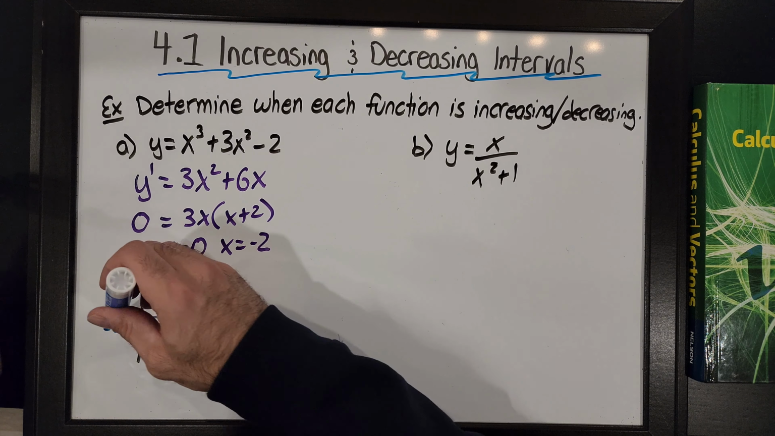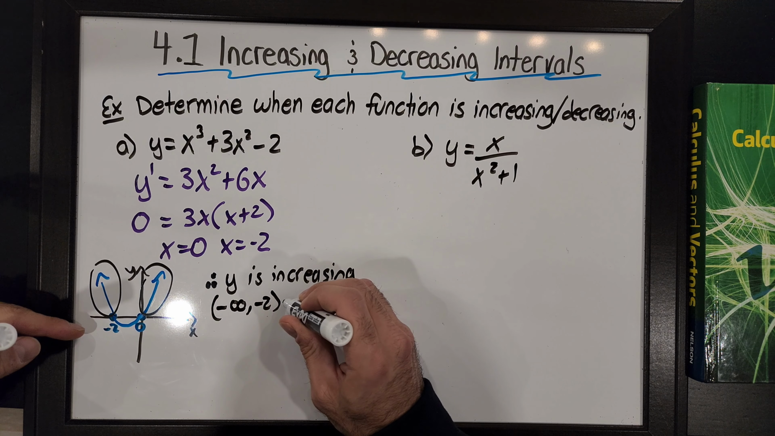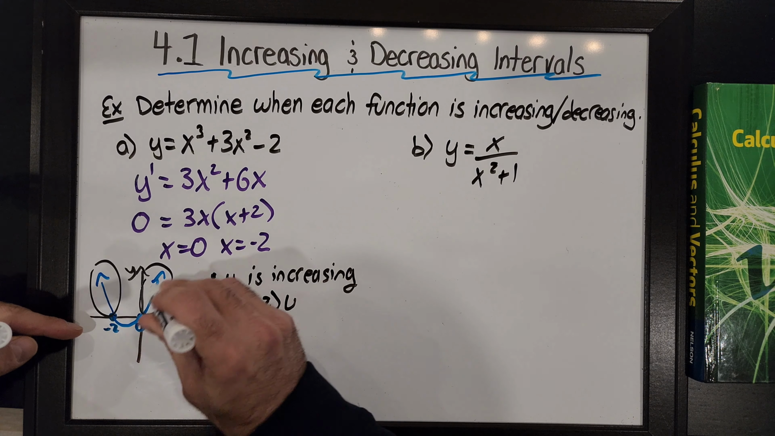So now I can conclude, therefore, y is increasing between negative infinity and negative 2, and 0 to infinity. y is decreasing between negative 2 and 0 because the first derivative is below the x-axis. It's negative. So I love graphing the first derivative. It tells me a lot. Even when we get into graphing the second derivative, the information given in a crappy little graph is astronomical.